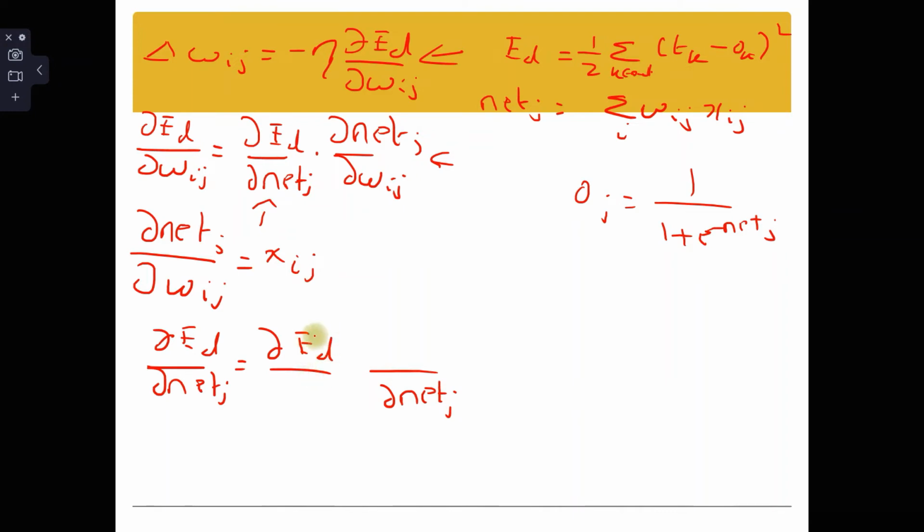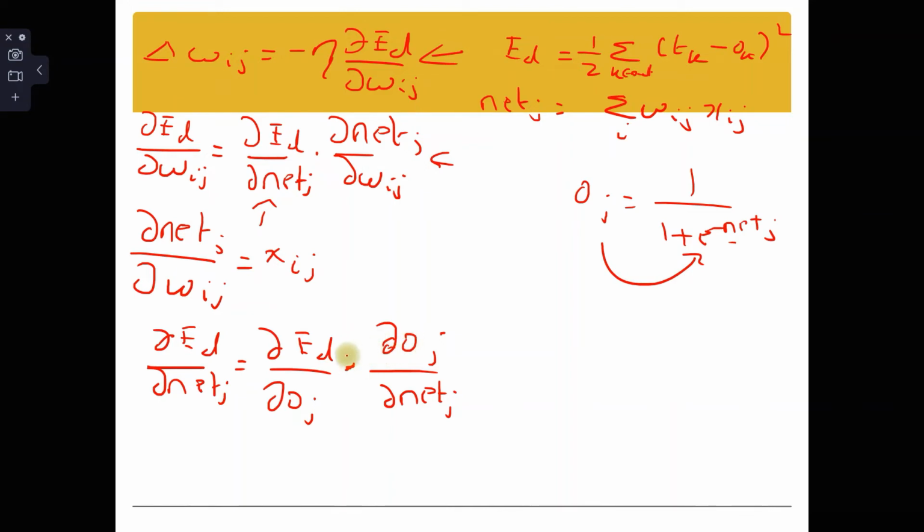So what do we want to do? I just said to you that oj can influence the network only through net j, as you see here. So in other words, this becomes del oj, del net j. Here we are. This is done.